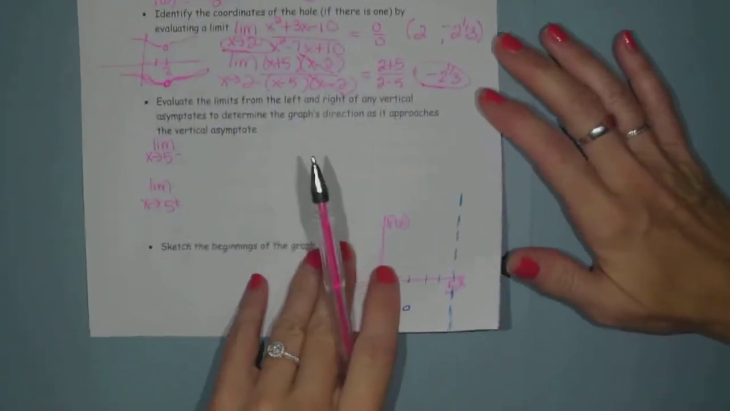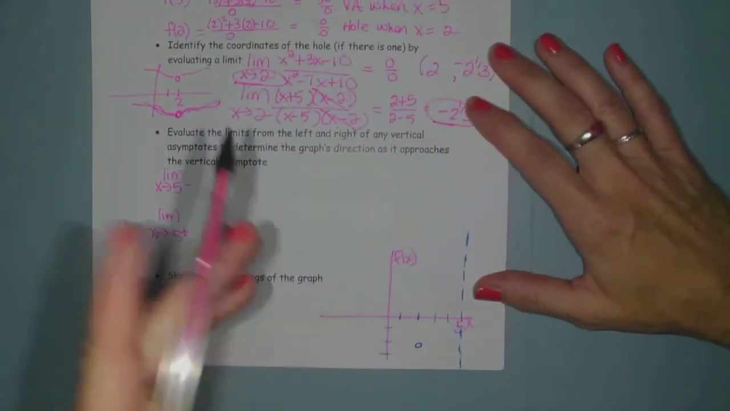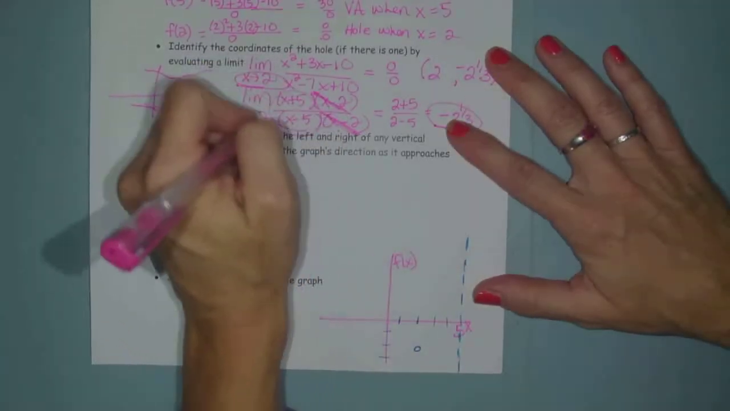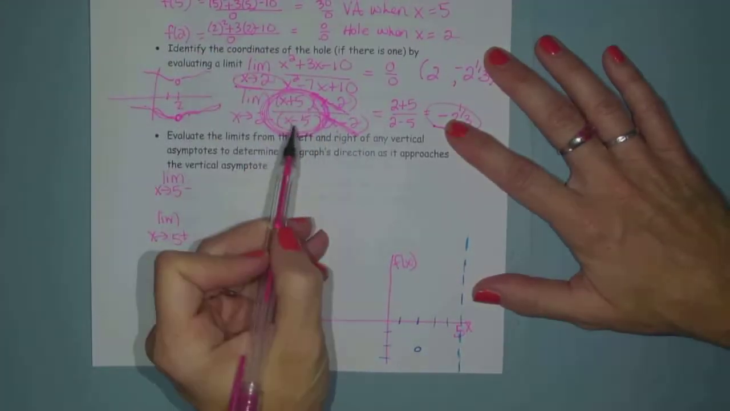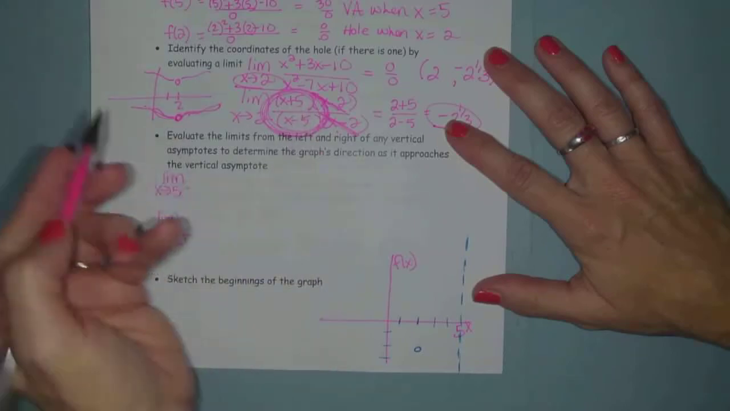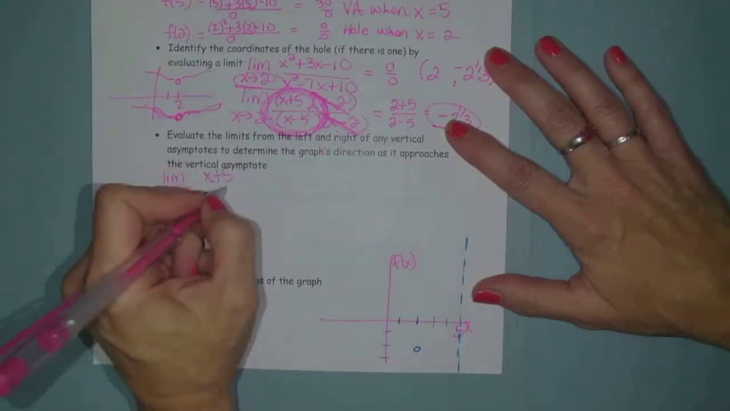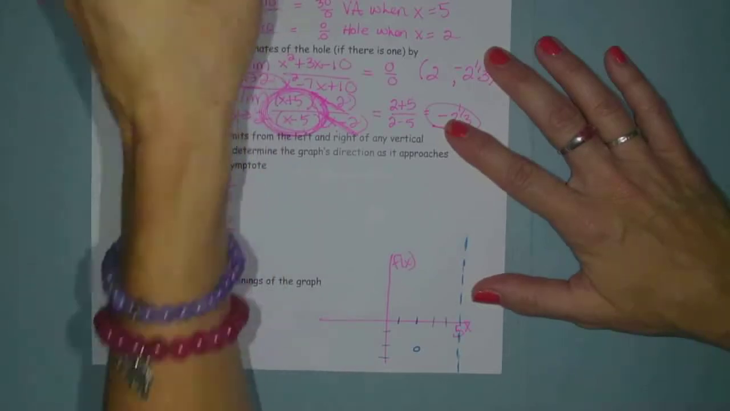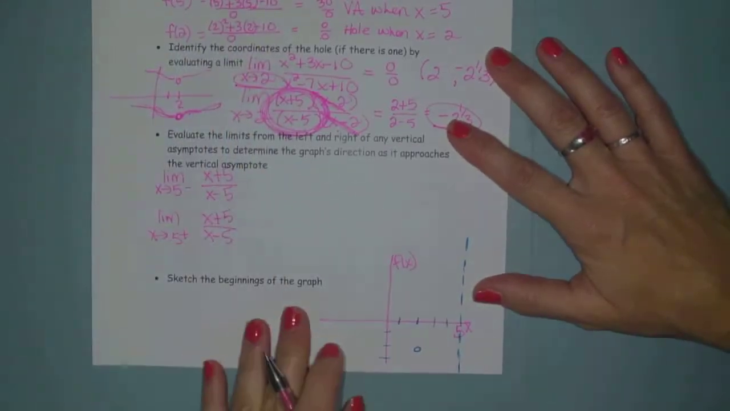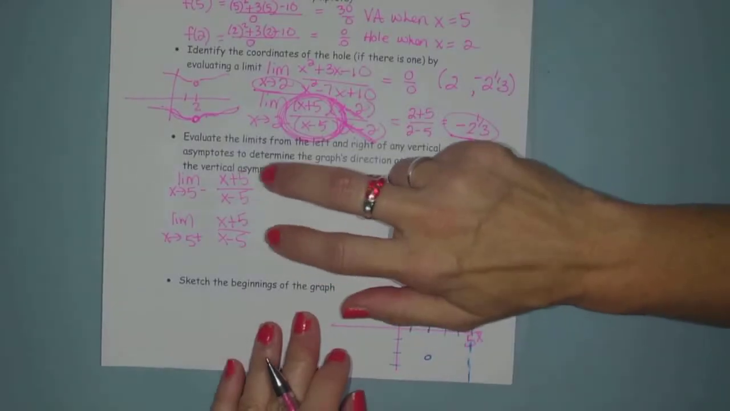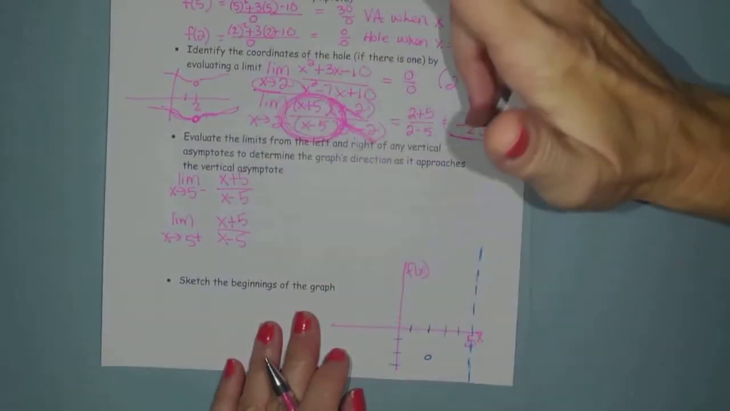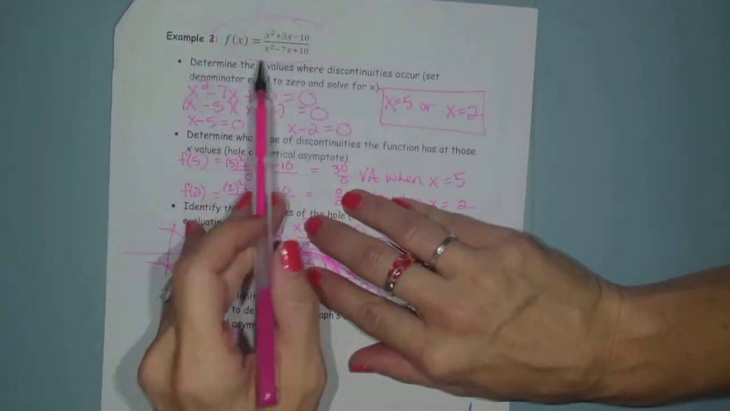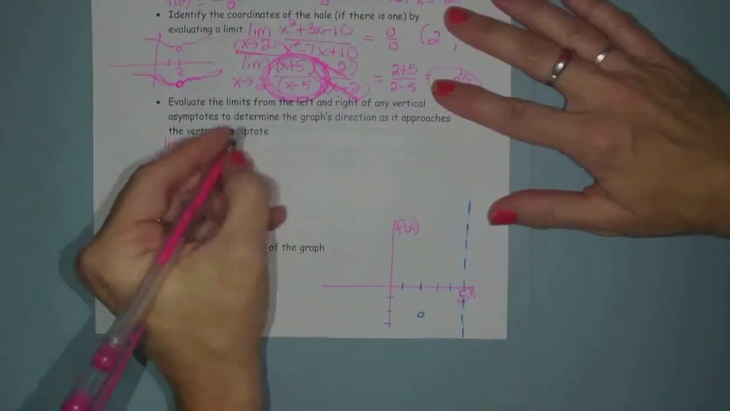But here's the cool thing. Because we had a hole and we removed the discontinuity here, we can use this right here, the leftovers from the step above. We can use x plus 5 divided by x minus 5 as our function now. And that is way easier to work with than the quadratic mess up top. So feel free to use the reduced function, unless you really like doing more math, which is fine, and you can use this.